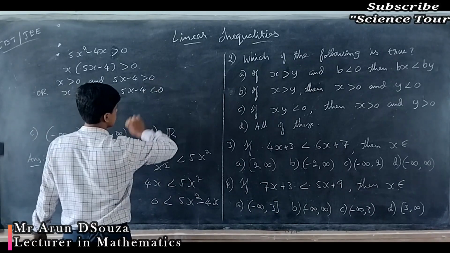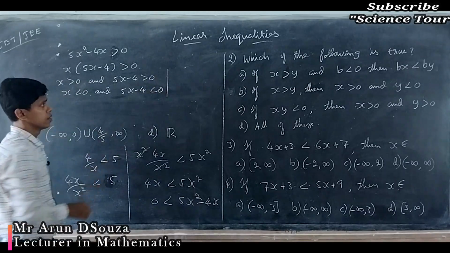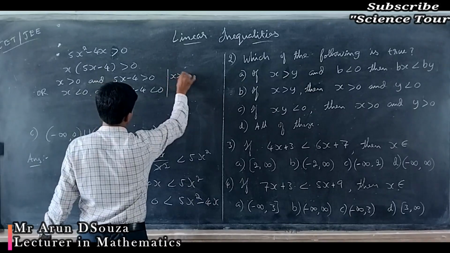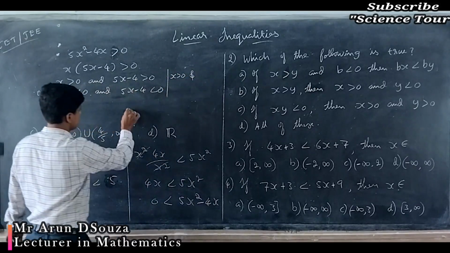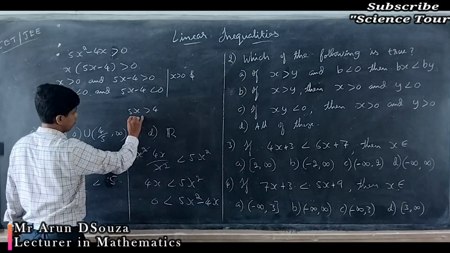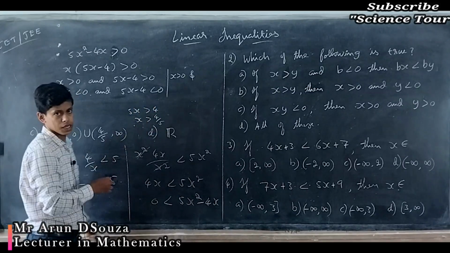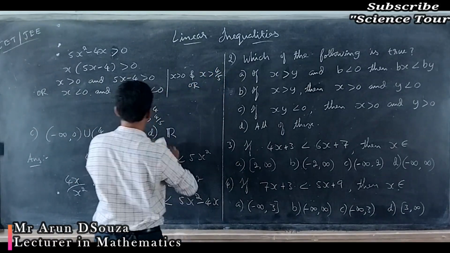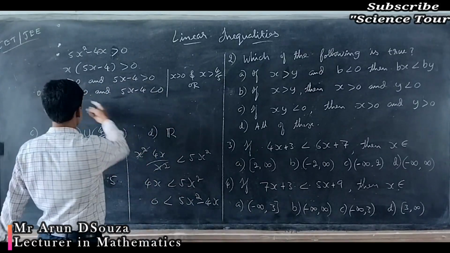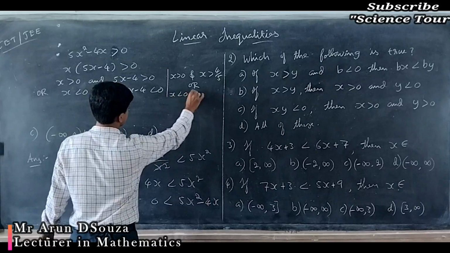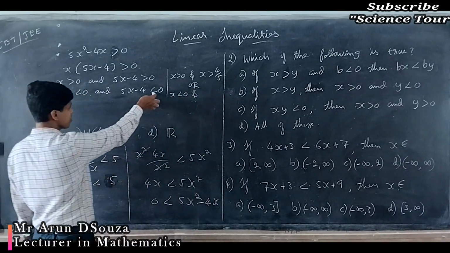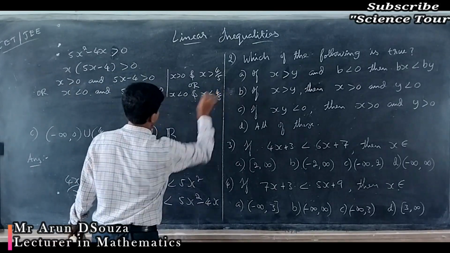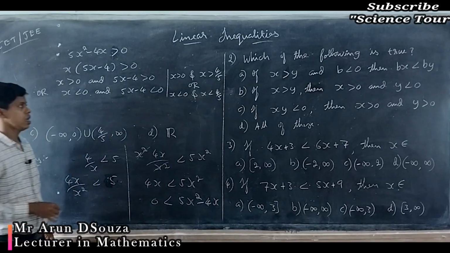Well, let's see what we get next. With this, what do I get? Understand, I'll write there itself. X is positive and here 5x is greater than 4, that means x is greater than 4 by 5, correct? So x is positive and x is greater than 4 by 5. Or what is the next possibility? The next possibility is x is negative and x is less than 4 by 5. Correct? X is less than 4 by 5.